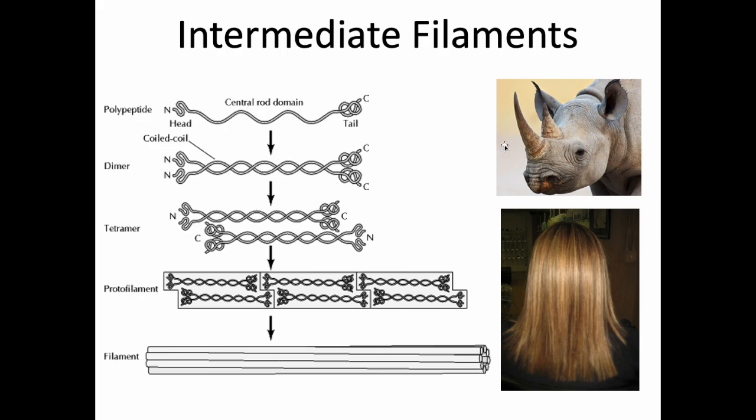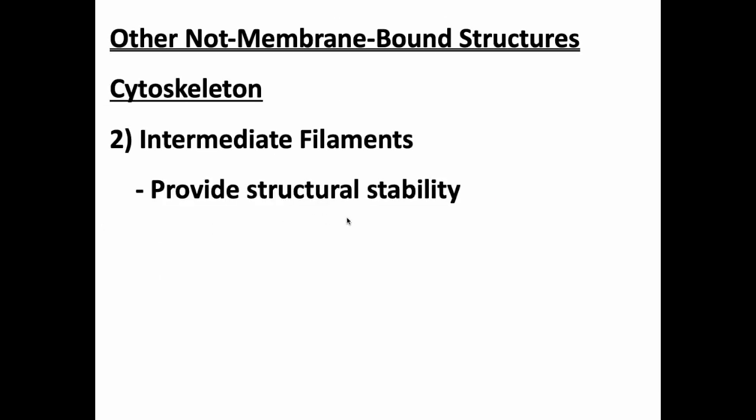Keratin is an example of a filament protein. Our hair, our fingernails, if we want to look outside of humans, the horn of a rhinoceros, for example, these things get their strength by being filled with intermediate filaments. So yeah, their job's not that complicated. It's just to be strong. Intermediate filaments provide structural stability. Now there's a third one.